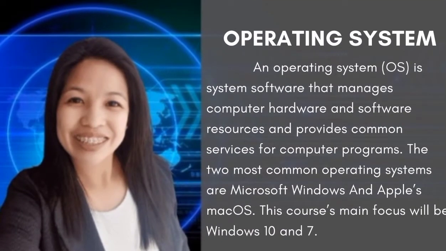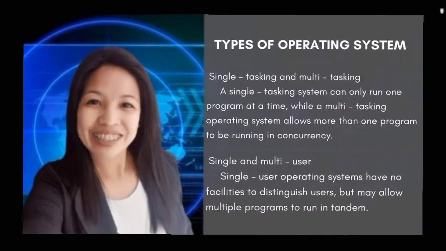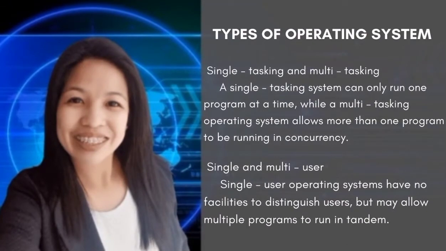Operating system. An operating system is system software that manages computer hardware and software resources and provides common services for computer programs. The two most common operating systems are Microsoft Windows and Apple's Mac OS. This course's main focus will be Windows 10 and 7. Types of operating systems. Single tasking and multitasking.